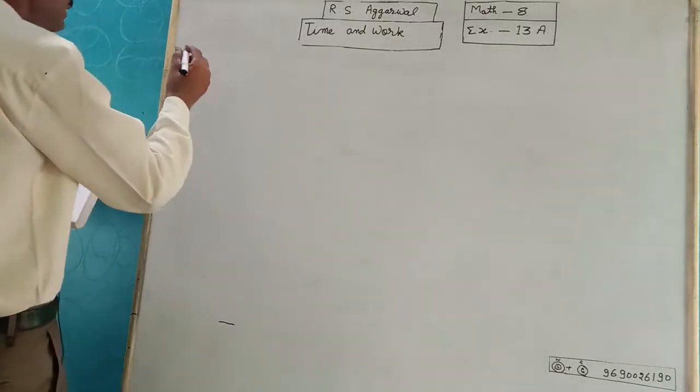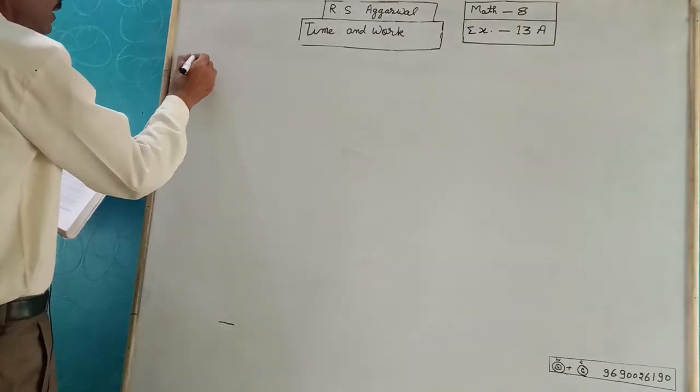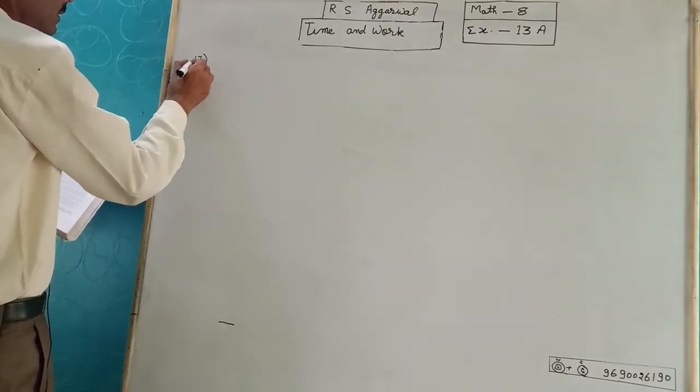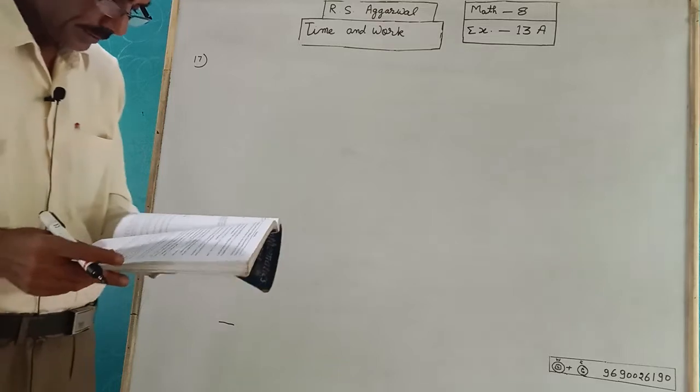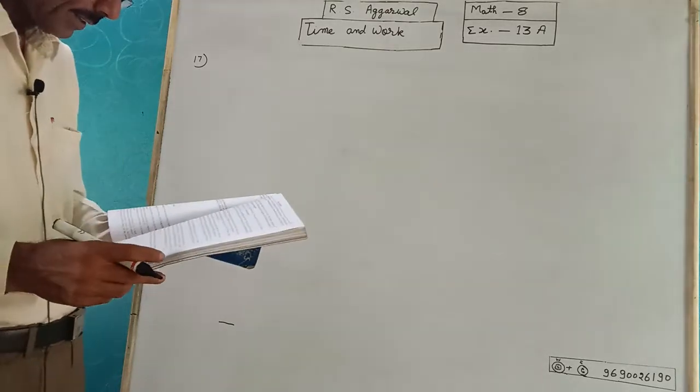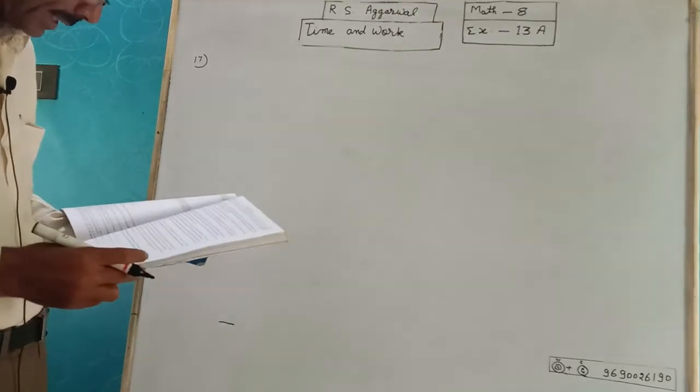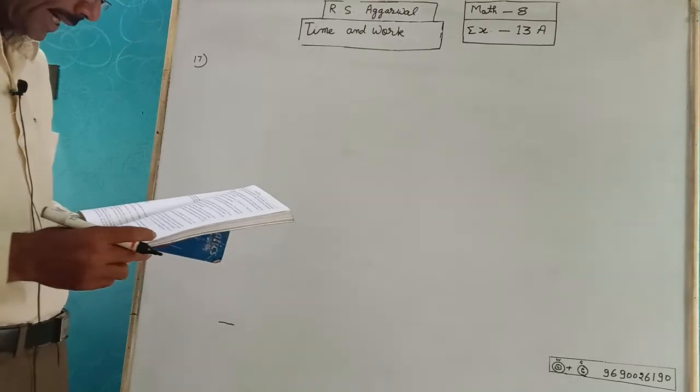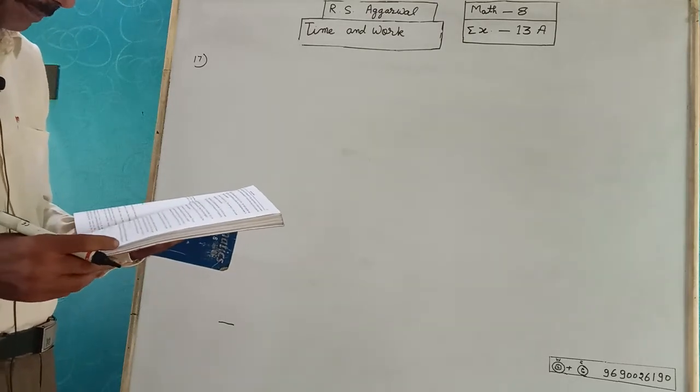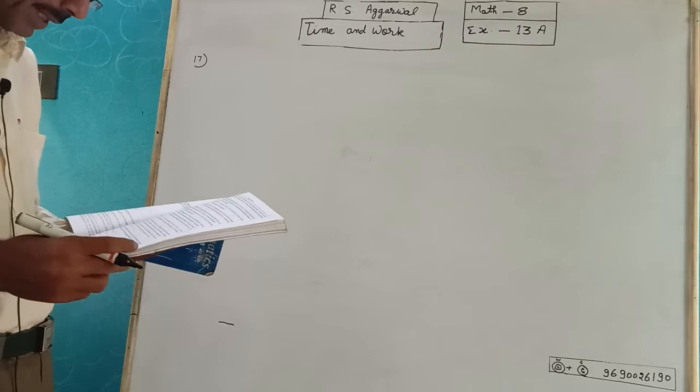Next question is 17. Question 17: A cistern has two inlets, A and B, which can fill it in 12 minutes and 15 minutes.